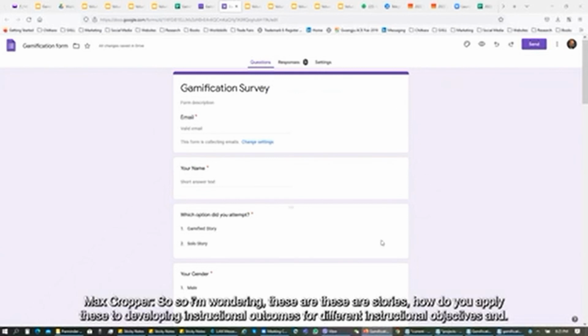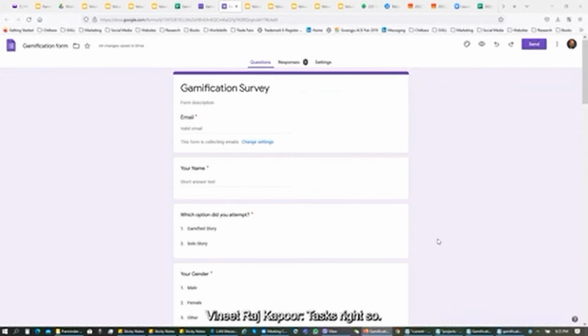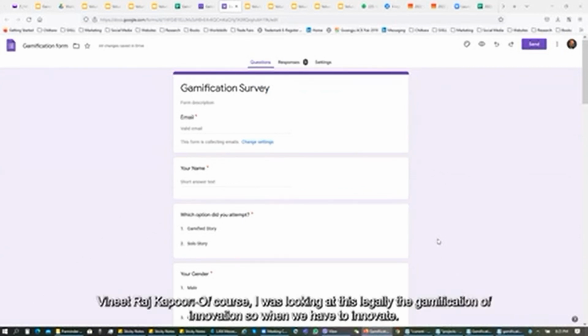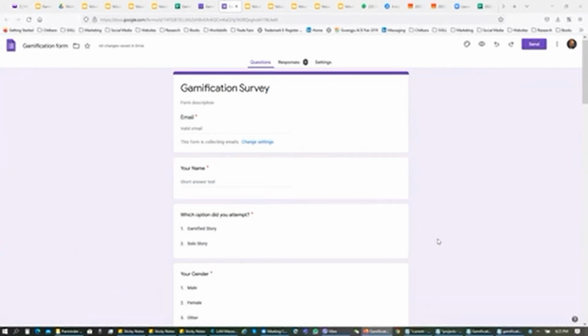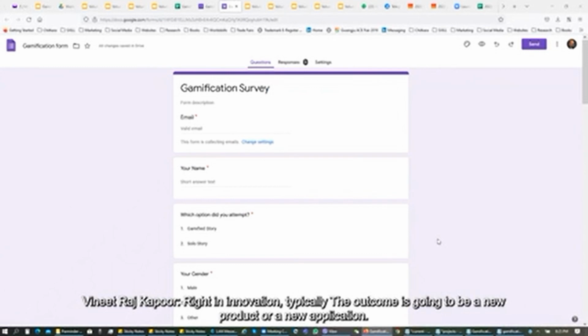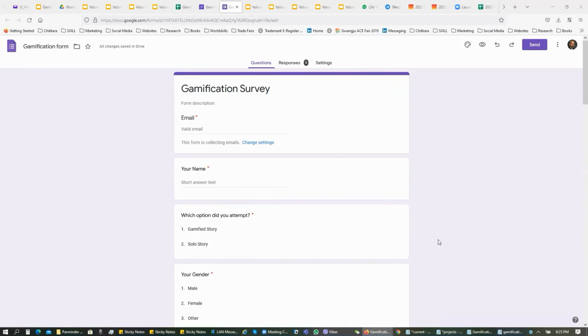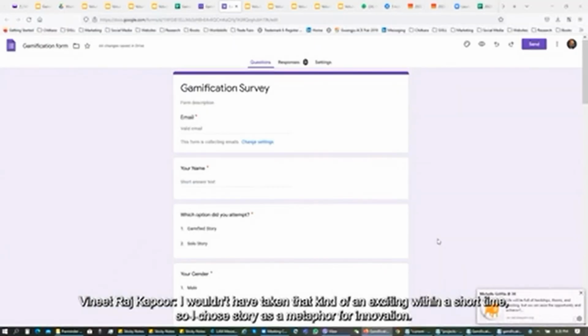So I'm wondering, these are stories. How do you apply these to developing instructional outcomes for different instructional objectives and tasks? Of course, I was looking specifically at the gamification of innovation. When we have to innovate, the outcome is typically going to be a new product or a new application. I couldn't have taken that kind of an exercise within a short time, so I chose story as a metaphor for innovation.